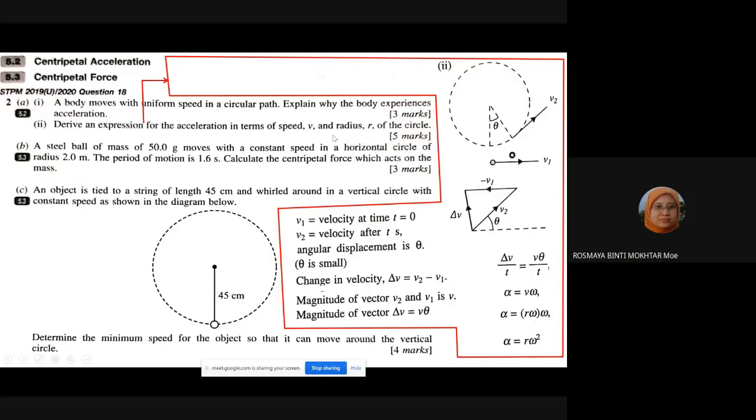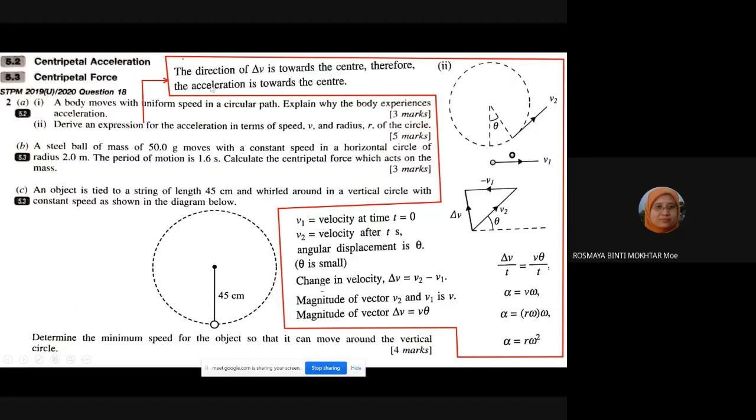The question asks to write the expression in terms of v and r. So in terms of v is this one, 1 mark. This is in terms of r, 1 mark. That means the remaining 3 marks are for the equation. So 5 marks.